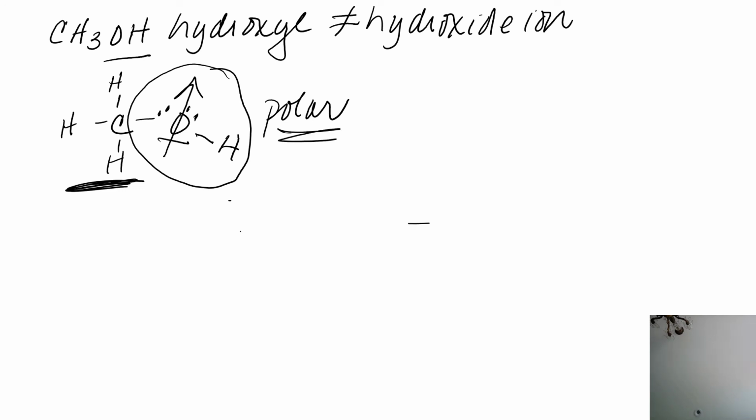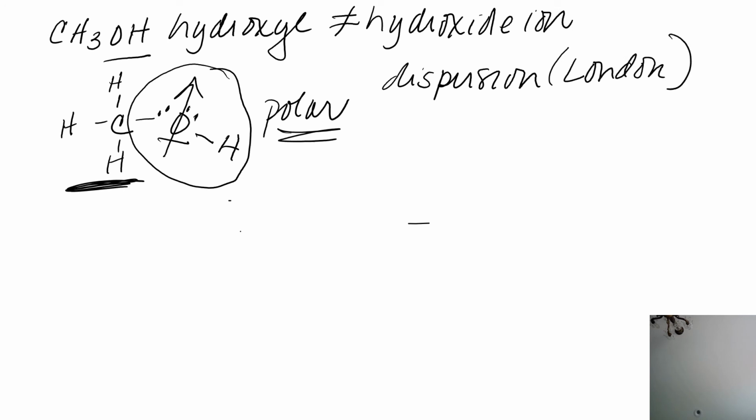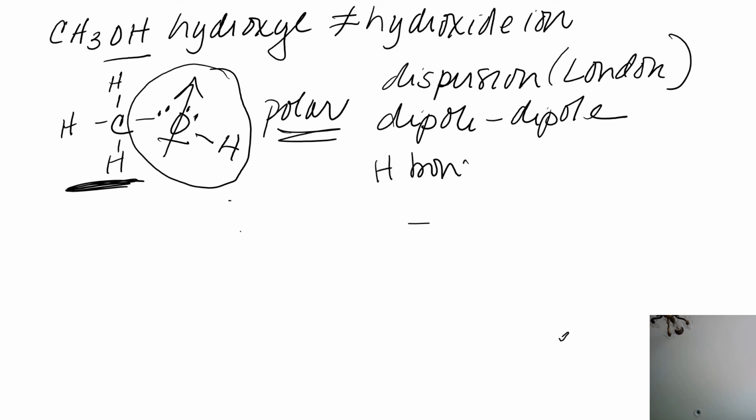Polar, so we have dispersion forces, or London dispersion forces, or London forces. We have dipole-dipole. Do we have anything else? And the answer is yes. We have hydrogen bonded to oxygen. So this can form hydrogen bonds.